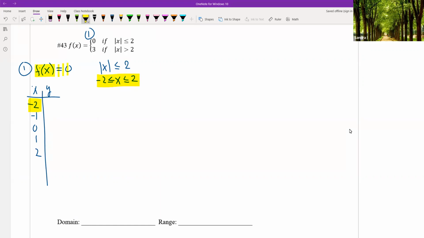This is a -2, but where are you going to plug it in here if there's no variable x? So what they're telling you is that your y value is always 0. I don't care what your input is. Your y value here is always 0. That's it. Okay, let's go ahead and do that graph.